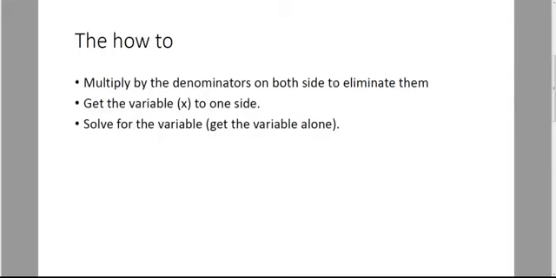We will then get the variable x to one side. I'm going to pick the easiest one. You can pick either the left or right if that helps, but again, for me, I'm going to pick the easiest way to do it. And then we'll just solve for the variable, which means get the variable alone. This should be a common thing that you've been doing since Algebra 1.